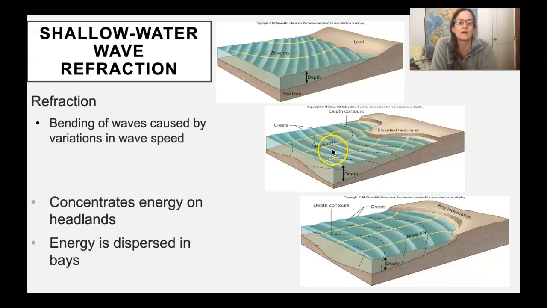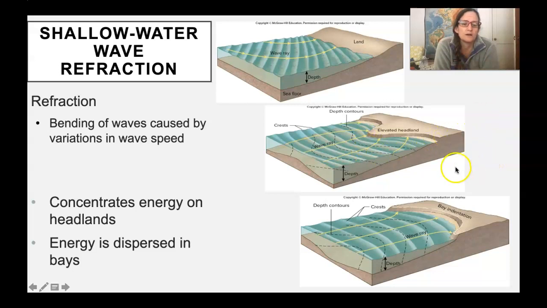So the wave is going to bend around that elevated headland. And if you look at the way the wave rays are coming into the elevated headland, it's going to concentrate that wave energy. These yellow lines are called orthogonals. They're drawn perpendicular to the wave crest. They're called wave rays or orthogonals. And those are going to concentrate energy onto the elevated headland, creating more and more erosion at that point.